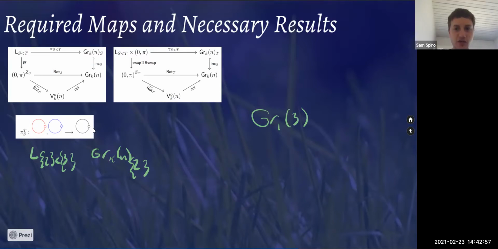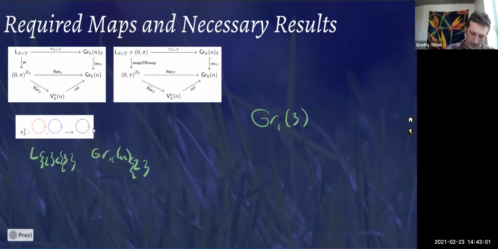Wait, is this K you wrote there general K, or is it K equals 1? Oh gosh, yeah. Thank you. Yeah, specifically right now we're talking about GR1, 3.